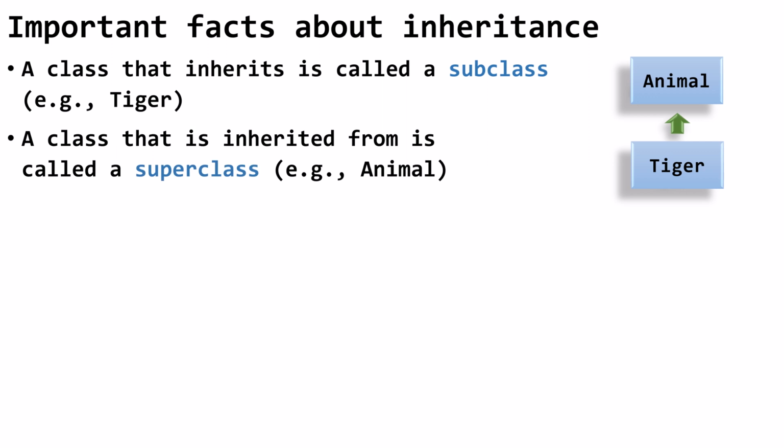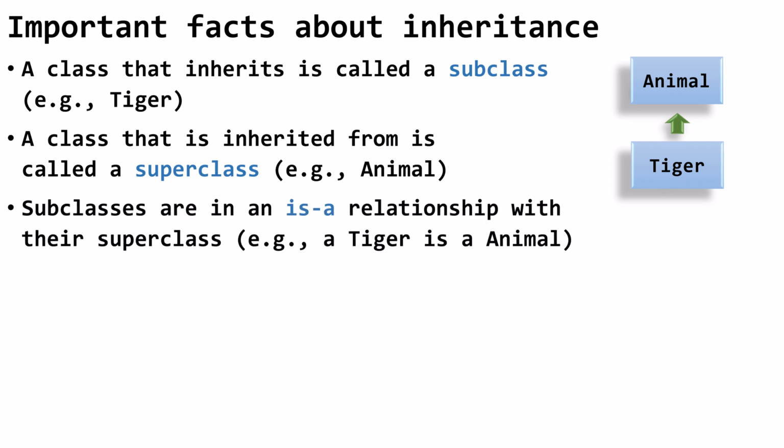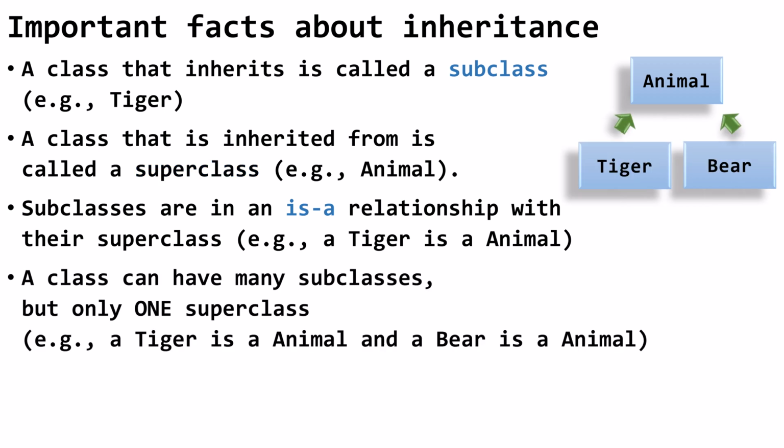A class that is inherited from is called a superclass. Animal is a superclass of Tiger. Subclasses are in an is-a relationship with their superclass. We can say Tiger is an Animal. A Java class can have many subclasses, but only one superclass. In this updated diagram, both Tiger and Bear are subclasses of Animal.